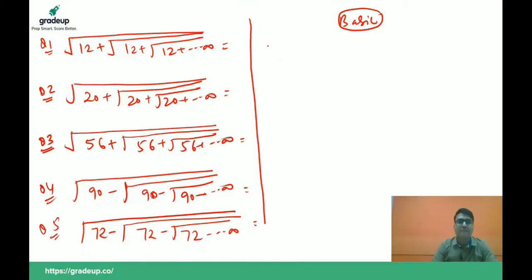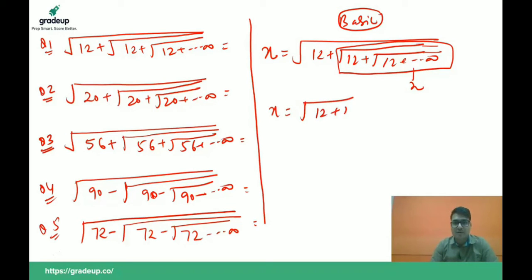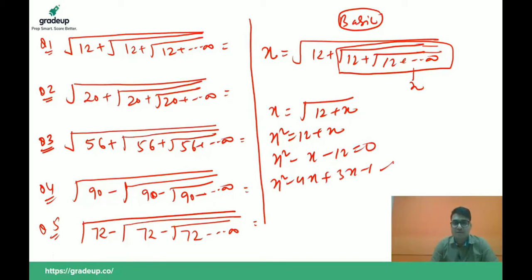Now, if I am having this question, root of 12 plus root of 12 plus root of 12 plus and so on, let's say this will be equal to x. So we have to find the value of x. Since here I have the infinity, then this will also be x. So I can write x equals root of 12 plus x. Squaring both sides, x square minus x minus 12 equal to 0.